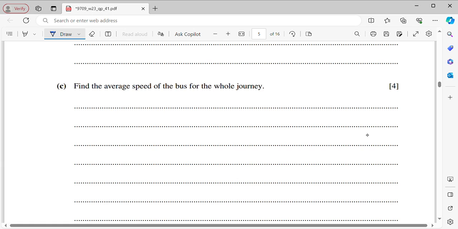Okay, now part C: find the average speed for the bus for the whole journey. So the average speed means that we need to find the total distance. Alright, so now I need to calculate the total distance first.